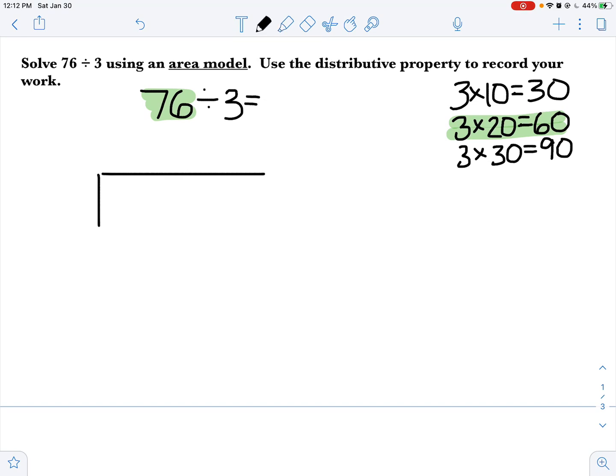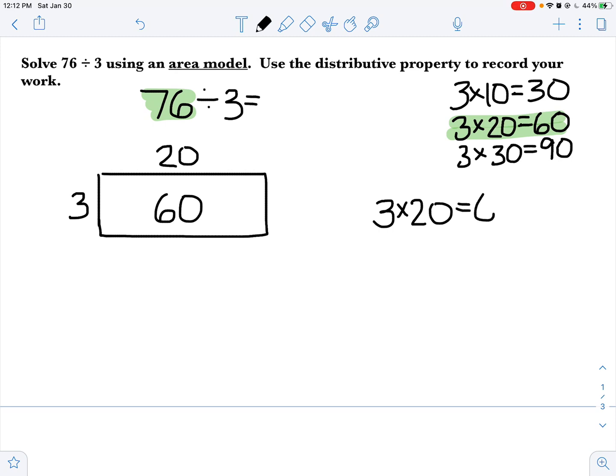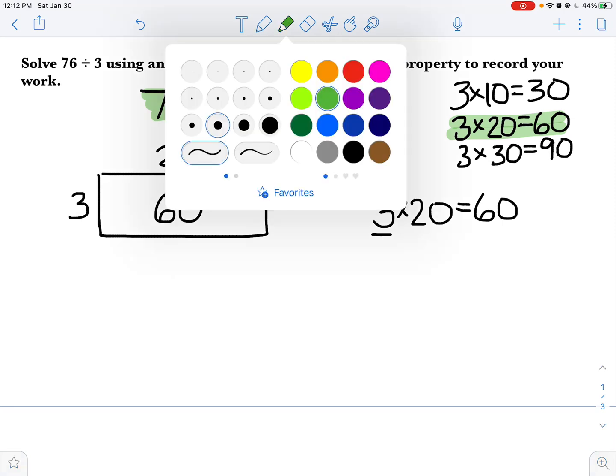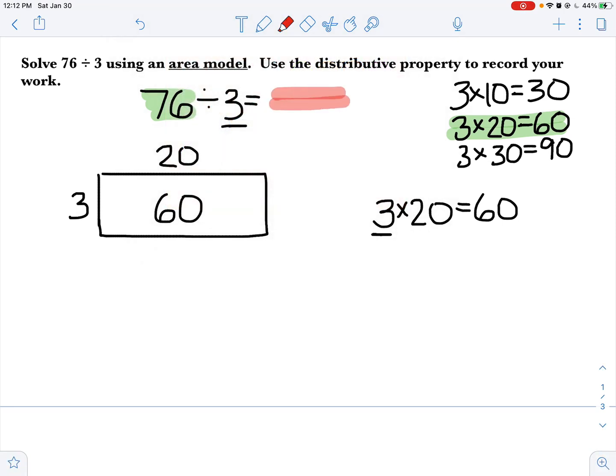Okay, so I'm going to draw my first rectangle then, and I'm going to say I know that my total inside will be 60. I'll have 3 here and 20 here. And then I'm going to write my fact. 3 times 20 equals 60. I'm going to keep my 3, my divisor, on the left, so that when I'm looking for my quotient at the end, the red part here, I know I'm going to have to look down the middle for my quotient.